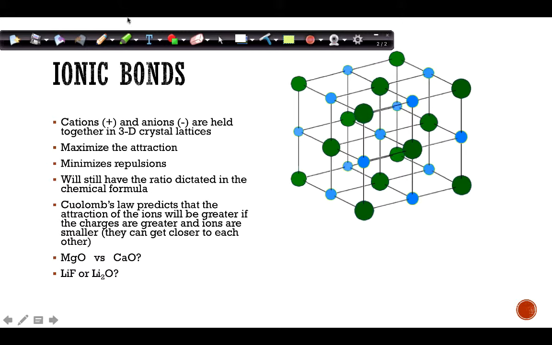Okay, let's look at LiF or Li2O. Well, let's look at the charges. We have +1 and -1, and I have +1 and then also -2. Oh, +1 and -2. All right, this one actually has a greater charge, so this one should be stronger.